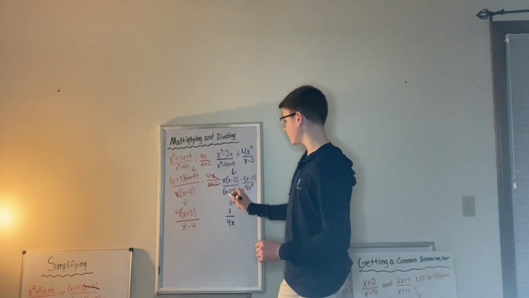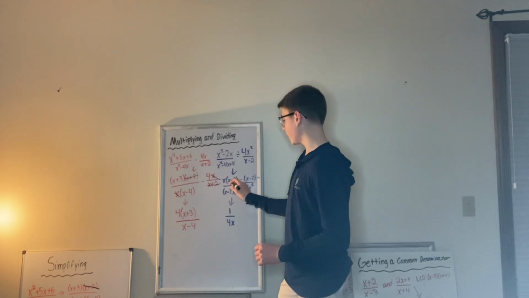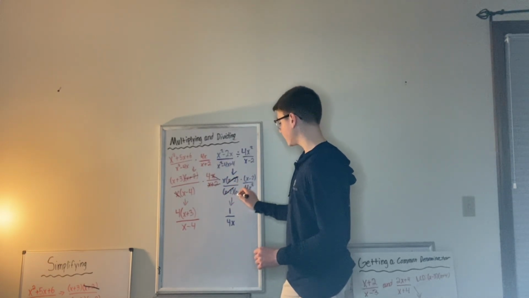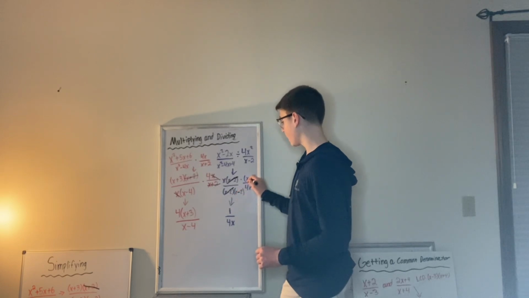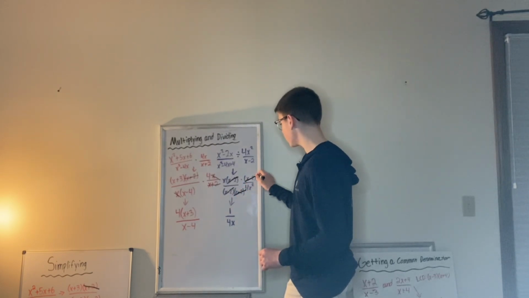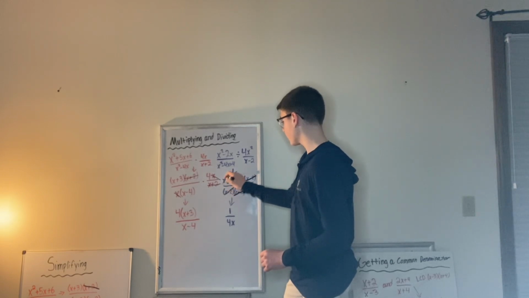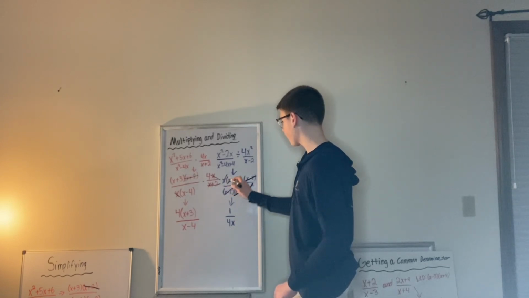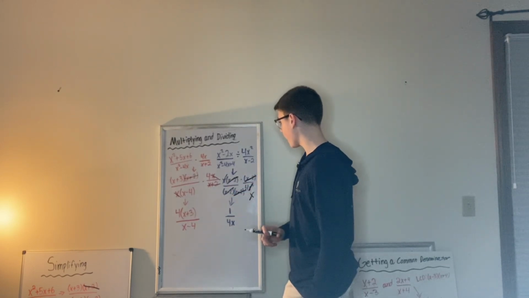All right, so I see an x minus 2 in this numerator, and I see one in the denominator as well. I see another x minus 2 in the denominator, and I see one in this opposite numerator, so I can cancel those. I see an x here, so I'm going to cancel that with this x squared here, and then that x squared turns into an x. So this will be 1 over 4x.